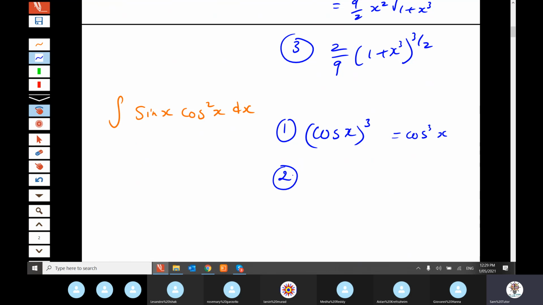What's the derivative of that? 3 cos squared x. What's the derivative of cos? Minus sine. Hey, again, look, very close. What do I have extra? Negative. -3, so therefore the answer is cos cubed x on -3 plus c.